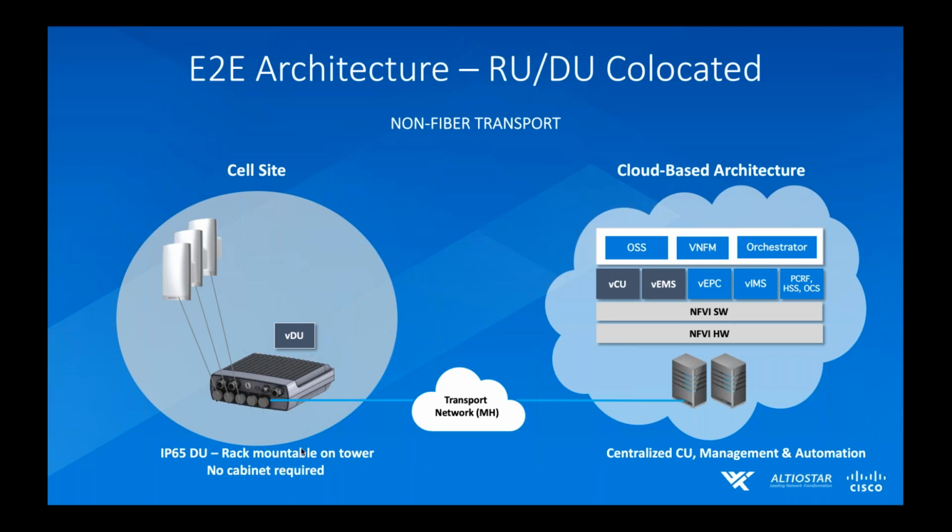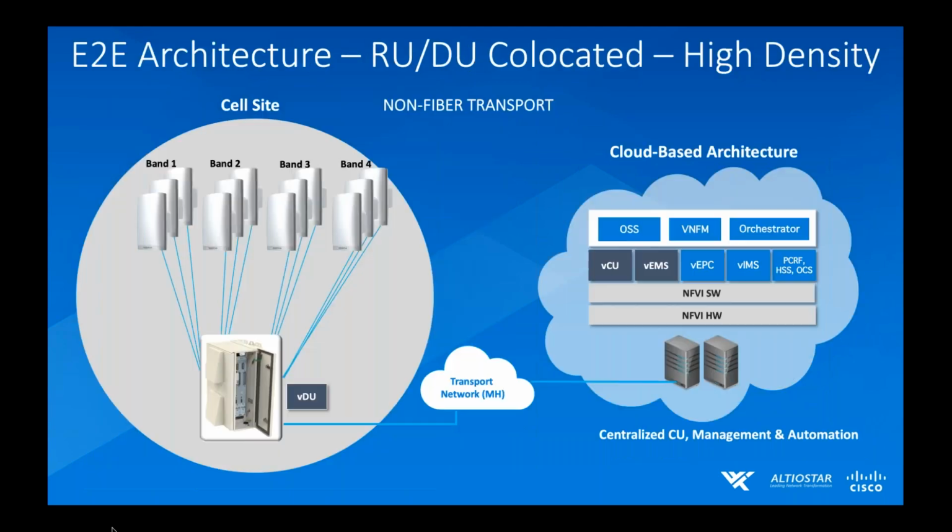And in the last model, the third model, let's say you need to build a scalable solution and you still want to leverage the existing cabinet that you have at the cell site. There is a wide portfolio of servers available which you can mount inside this cabinet. These are typical 19-inch wide servers that you can deploy in the cabinet. You can manage a lot of radios and bands with this kind of architecture. And again, just to emphasize, the cloud-based architecture still exists in this deployment model, so you have the benefits of the centralized CU, the management, and the automation.